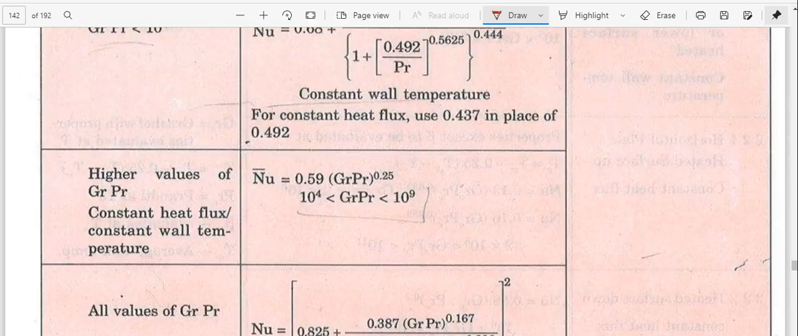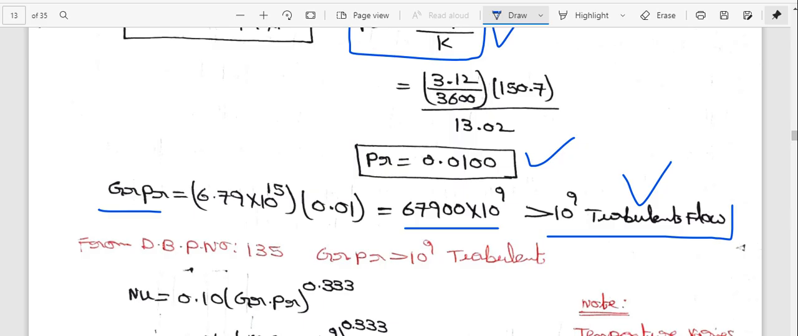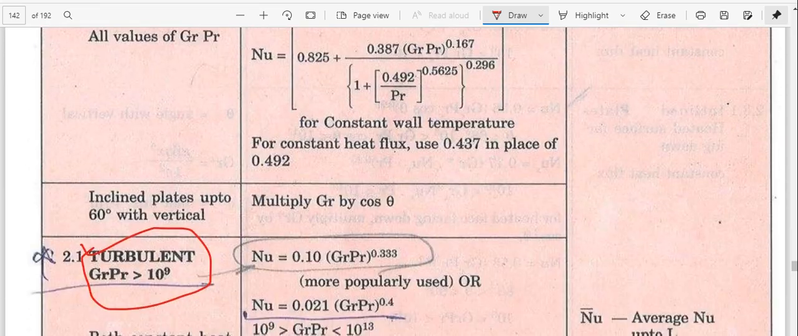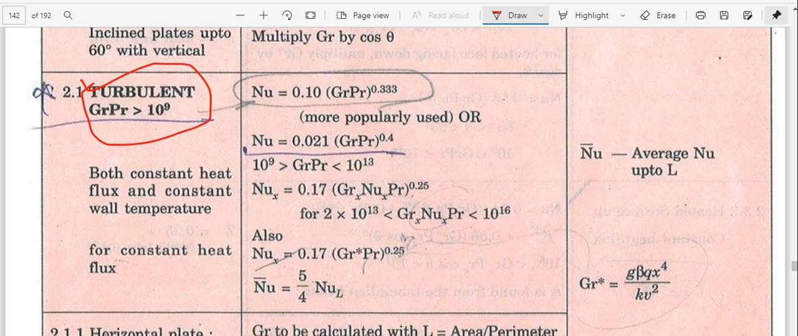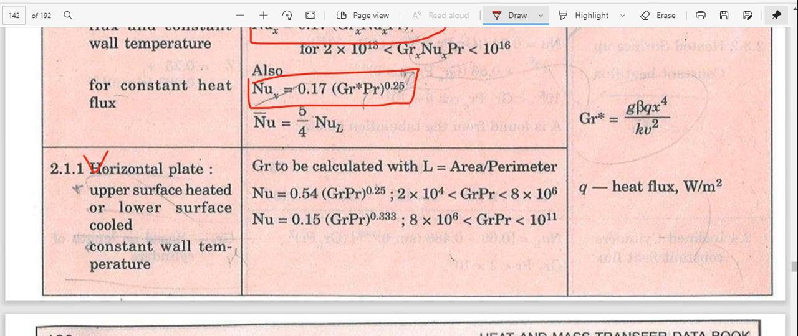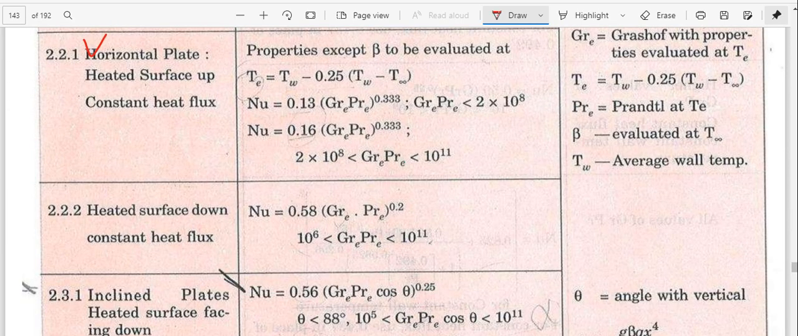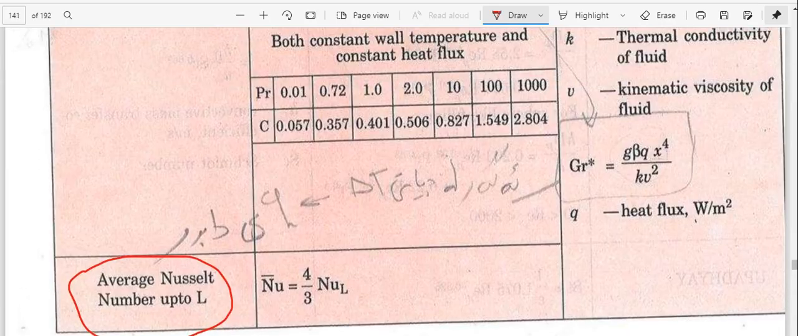Now I am going to turbulent flow, Gr Pr greater than 10 power 9. So in data book page number 135 we need to consider the Nu value. In case of constant wall temperature and heat flux, we need to consider these formulas. Only for constant heat flux we need to check this formula, and for horizontal plates and heated upper surfaces, we need to consider these formulas. So in this question we need to use the generalized equation.